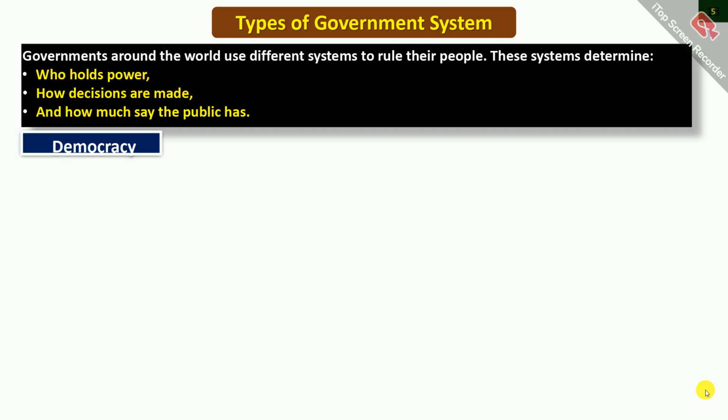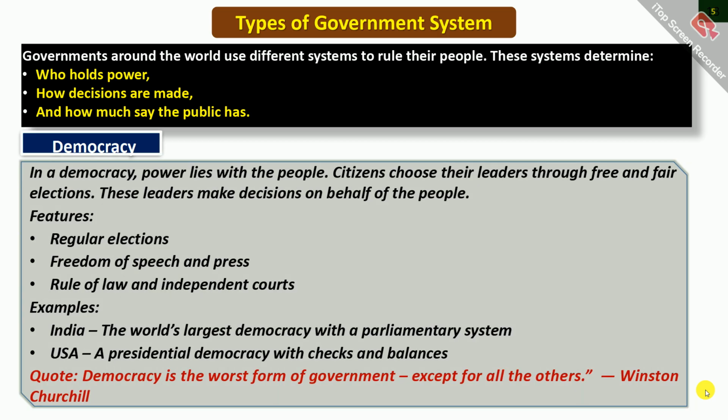Types of government systems. Governments around the world use different systems to rule their people. These systems determine who holds power, how decisions are made, and how much say the public has. So we start with democracy. In a democracy, power lies with the people. Citizens choose their leaders through free and fair elections.